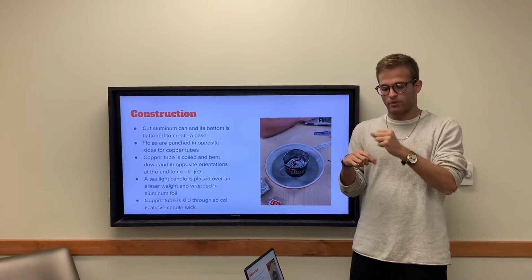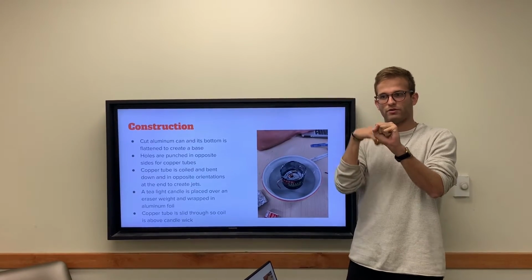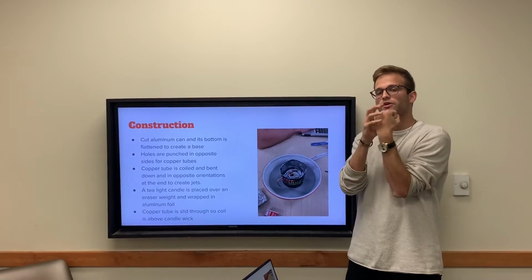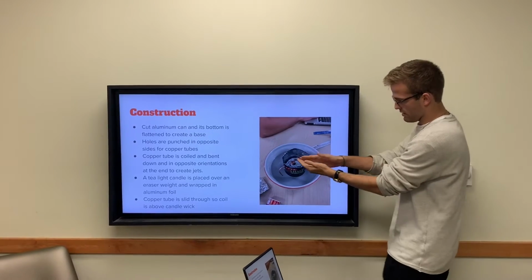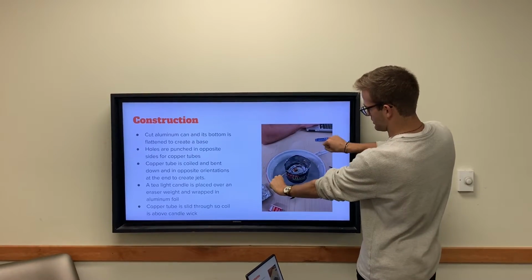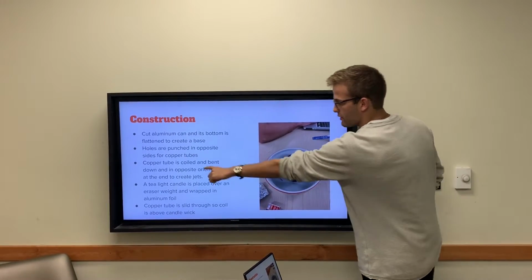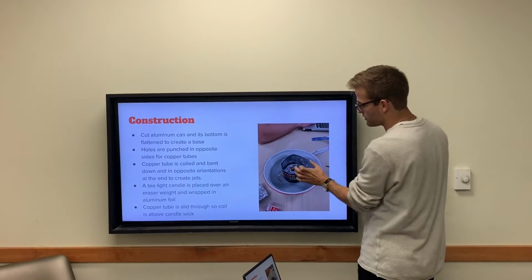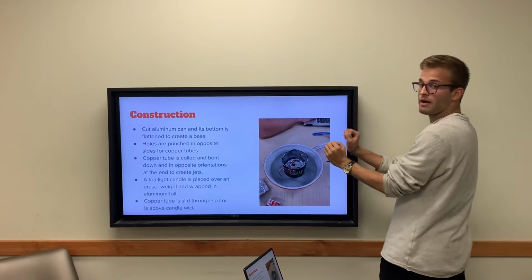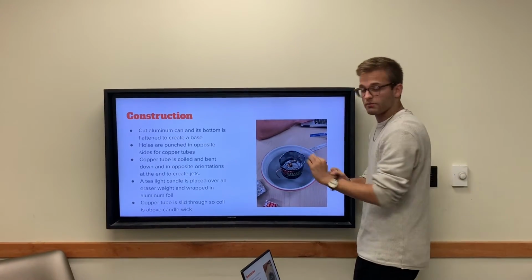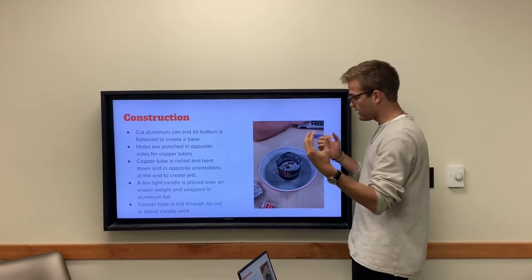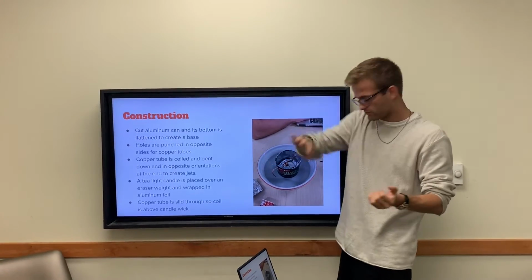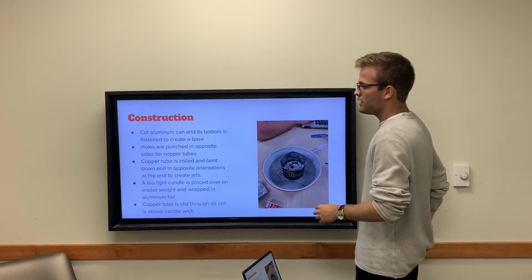We took a marker and wrapped it around two or three times so we could create a coil. It was straight, and then it had a coil. We took a plier and bent the ends 90 degrees down so they'd be submerged in water, and then bent them in opposite orientations, basically creating a jet. So when it was lit and the steam is pushing out, it will spin, which I'll explain later.